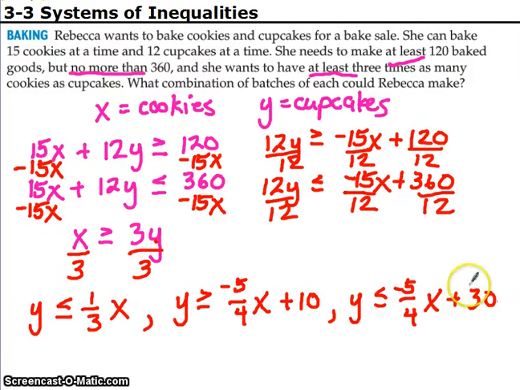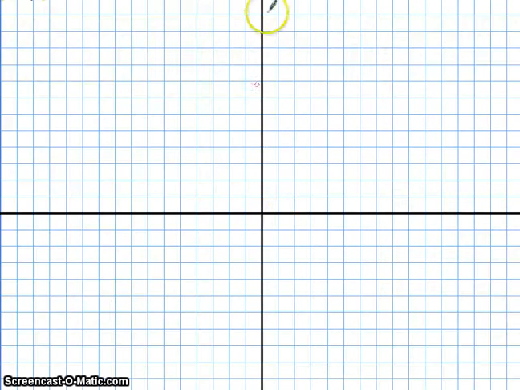Alright, I'm going to look at my biggest y-intercept, which is 30. And so I'm going to need to scale this because I don't have 30 spaces here. So let's see, 2, 4, 6, 8, 10, 12. That's not going to be enough. So let's do 3s. Alright, 3, 6, 9, 12, 15, 18, 21, 24, 27. There's 30. So one of my y-intercepts is going to be there at 30.